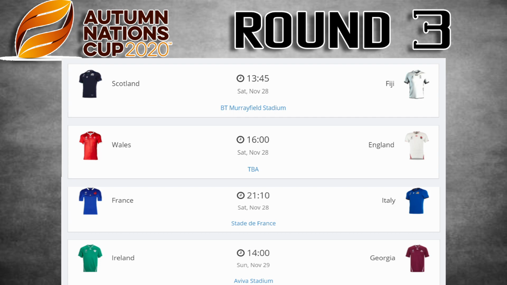France are going to play Italy. France should be looking for a win there, and then Ireland versus Georgia will round that off on the Sunday. Again, I think that'll be another Ireland win. Georgia weren't looking too threatening when they played Scotland the other week. I think Ireland win that one.